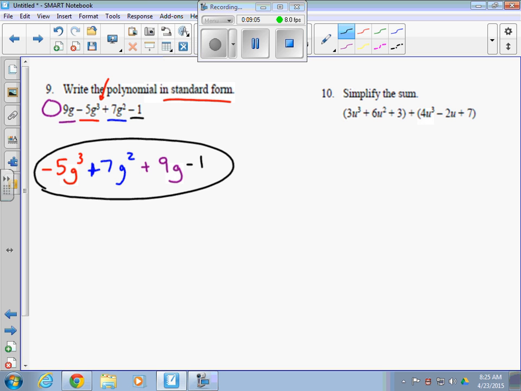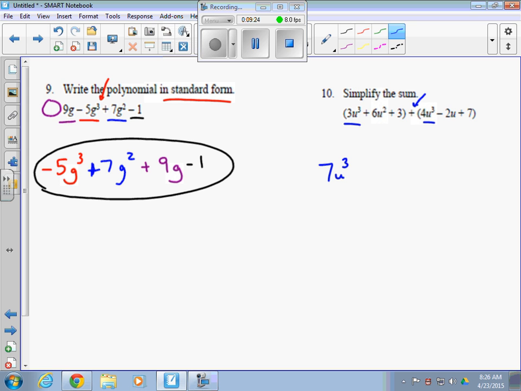Simplify the sum. Unlike the one we did a minute ago where we were subtracting, now we're just adding. The largest degree goes first in standard form, 3u^3 plus 4u^3. You add 3 and 4 to get 7u^3. Notice we're not adding the u^3s.